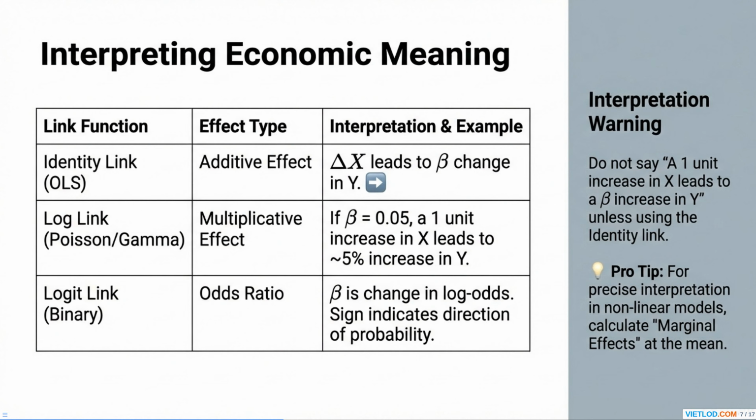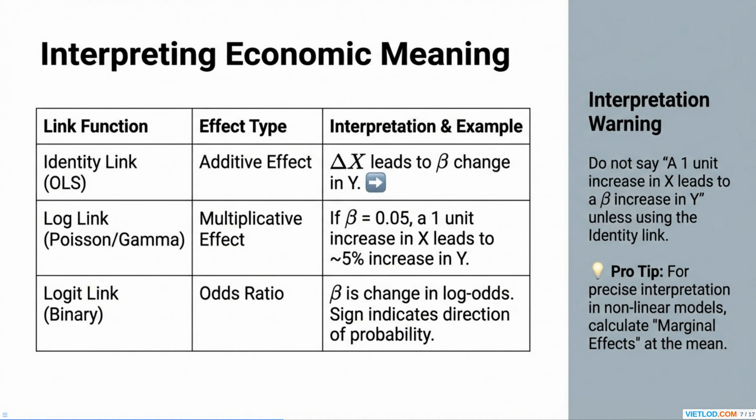Now that we understand the structure and assumptions of generalized linear models, let's dive into how to interpret the coefficients correctly, as this heavily depends on the link function we've chosen. For the identity link, typically used in ordinary least squares, the interpretation is straightforward and additive. A one-unit change in your explanatory variable, x, leads directly to a beta unit change in y.